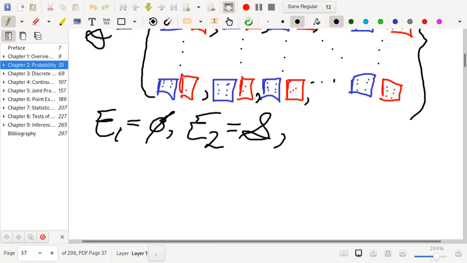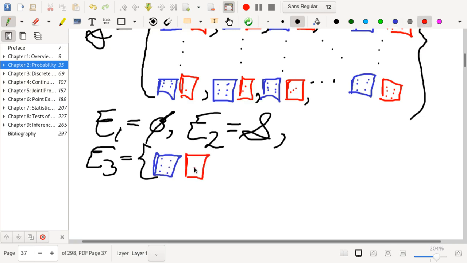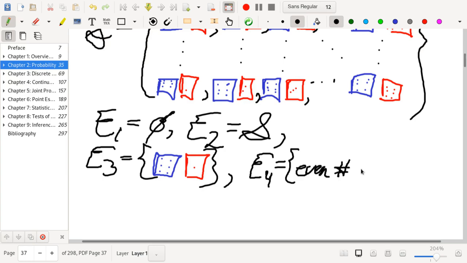Let's see, E3. What could we do for E3? Well, we do have the outcome where we roll 6 for the blue die and 1 for the red die. Why this event? Because why not this event? It is an event. What's a fourth event? Let's start to get a little bit more creative. We'll say that the fourth event will be an even number of total pips. Total suggesting that you're adding the pips together.